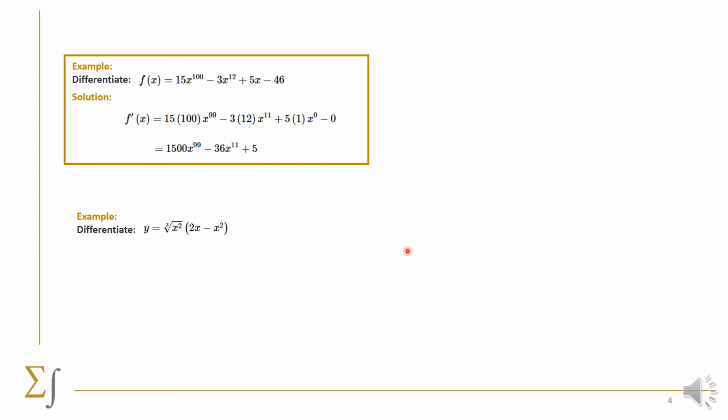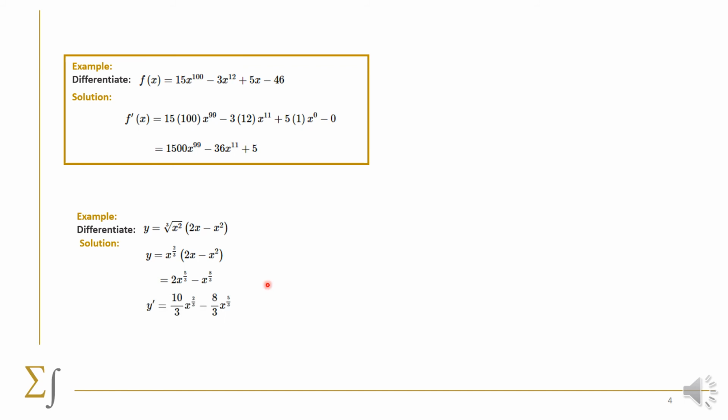Differentiate y equals the cube root of x squared times 2x minus x squared. First of all, we will rewrite the form of y so that we replace the cube root of x squared by x power 2 over 3. In the coming step, we open the parentheses. So we have x power 2 over 3 times 2x, which is 2x power 5 over 3, minus x power 2 over 3 times x squared, which is x power 8 over 3, and the minus sign, of course, as it is.